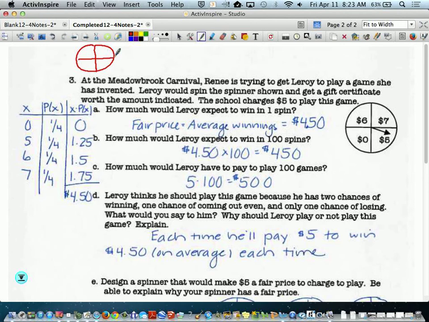Did you do that? Okay, what did you put in there? Oh, you did, okay. I don't think that's fair. Is that fair? What's your expected value?